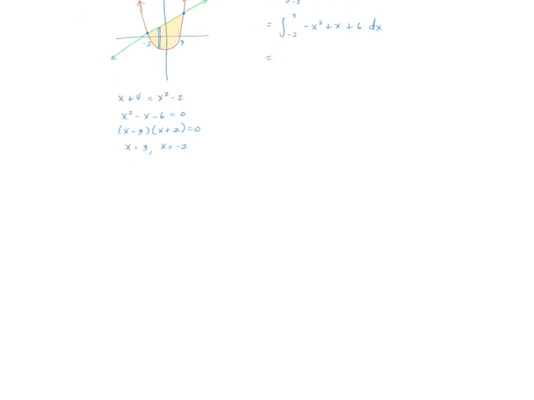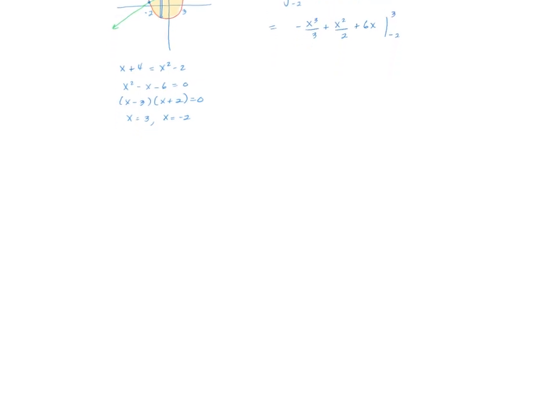And the integral is going to be negative x to the third over 3 plus x squared over 2 plus 6x, and I'm evaluating from -2 to 3. This is going to be a negative. Putting in 3, it becomes 27 over 3 plus 9 over 2 plus 18. So it's upper minus the lower.